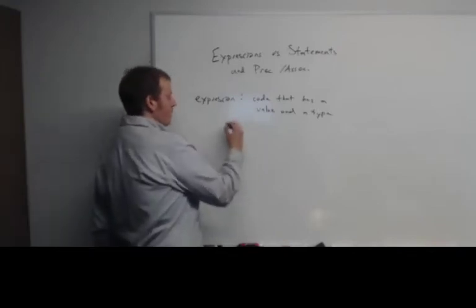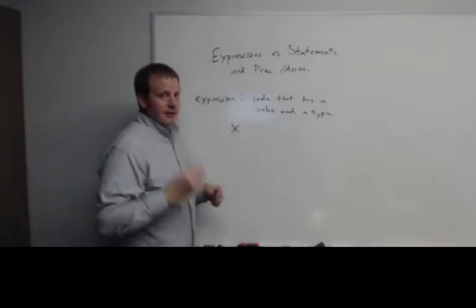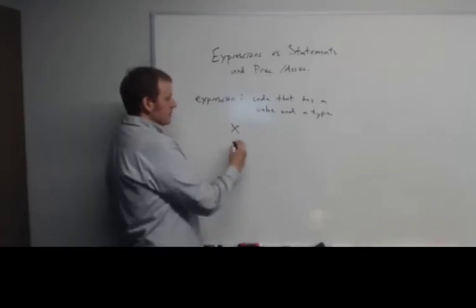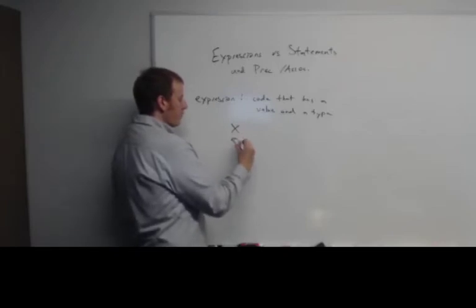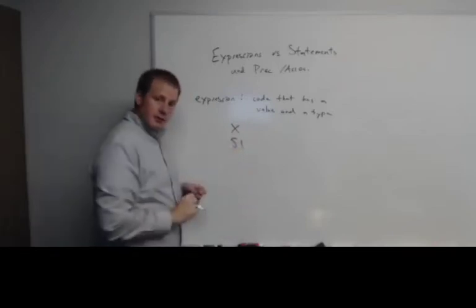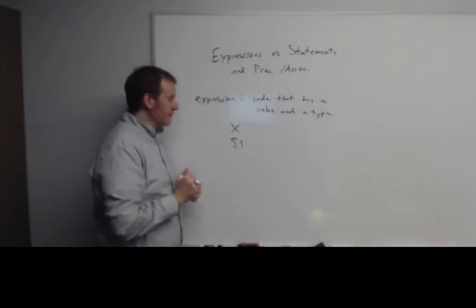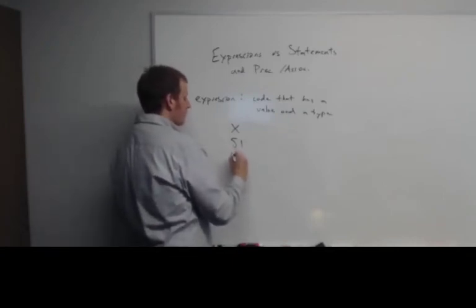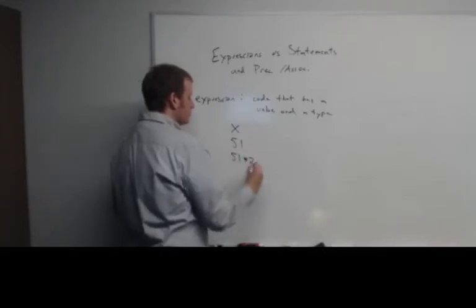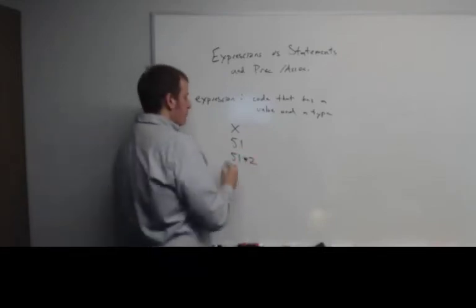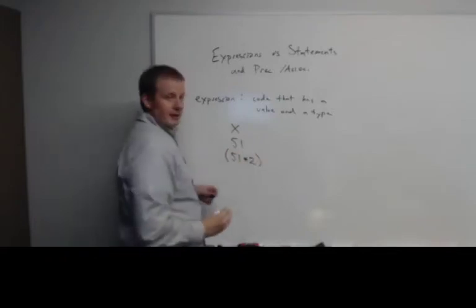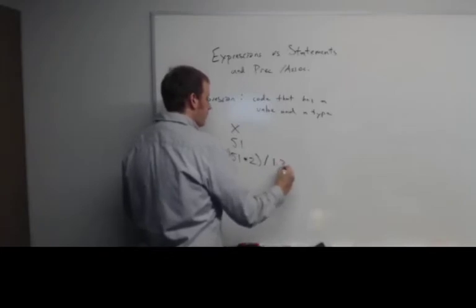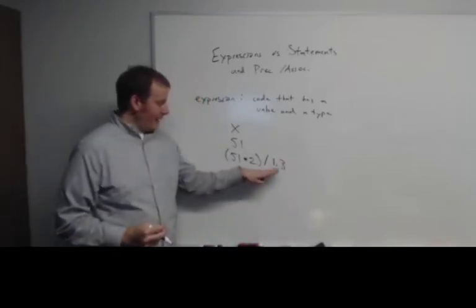So for example, a variable like x, that's an expression. The value of it is whatever is the value of x. But so is a literal, like 51. That is an int literal that has a value, which is 51, and its type is int. So does any arithmetic expression, like 51 times 2. But then even more complicated arithmetic expressions as well, like 51 times 2 divided by 1.3. That has a certain value.